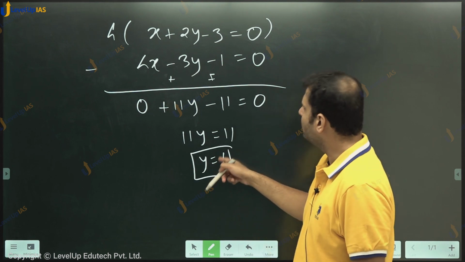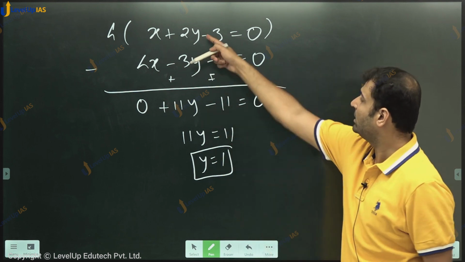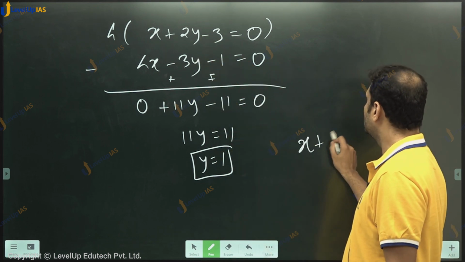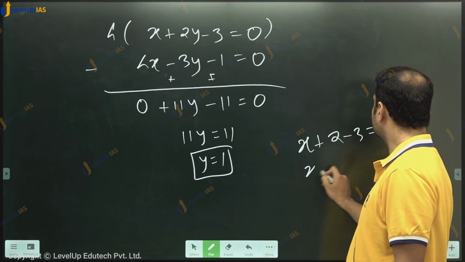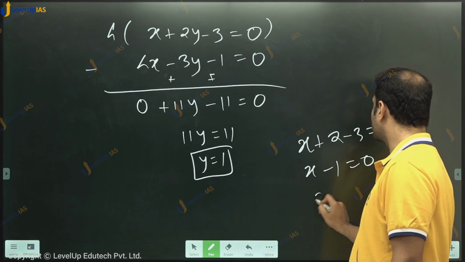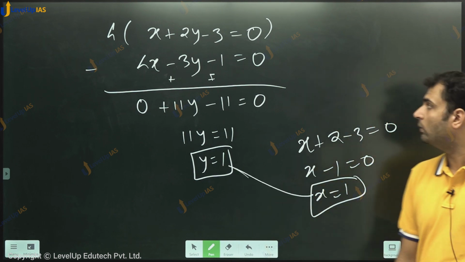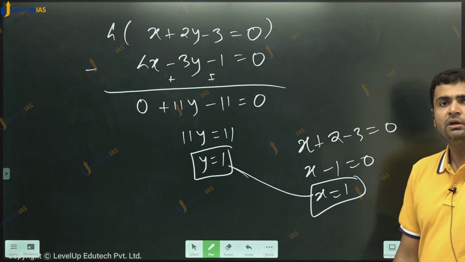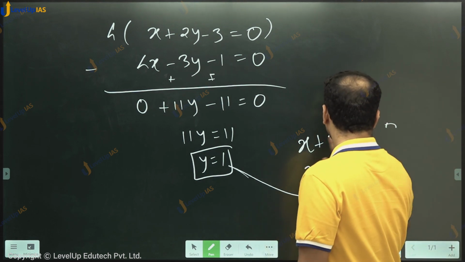And then we'll put the value y equal to 1 in any of these equations. Let's put it in the first one, so we get x plus 2 into 1, minus 3 equal to 0. So x minus 1 is equal to 0, so x is equal to 1. So this is the solution: x equal to 1 and y equal to 1. We tried to eliminate one of the variables using these 2 equations.